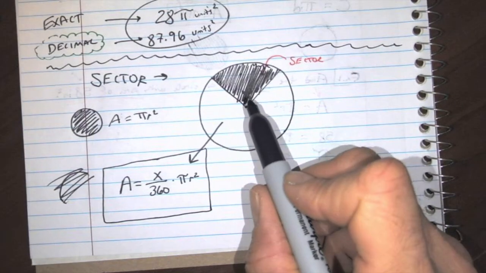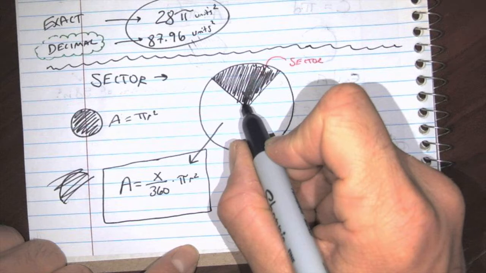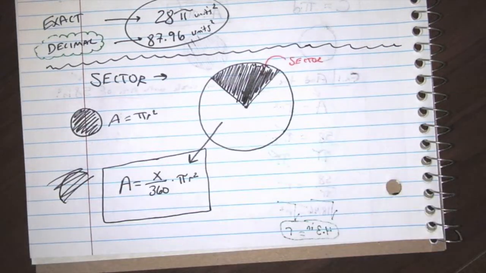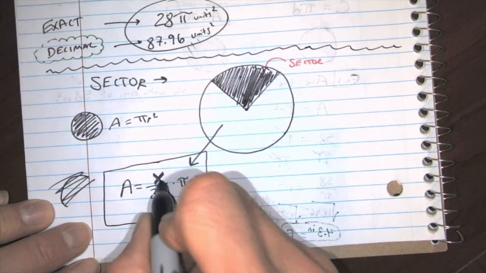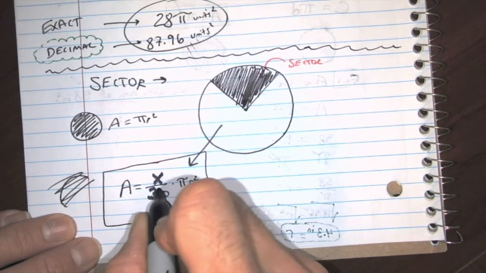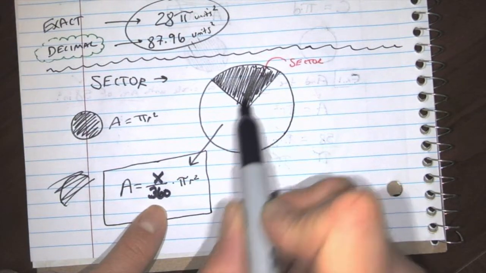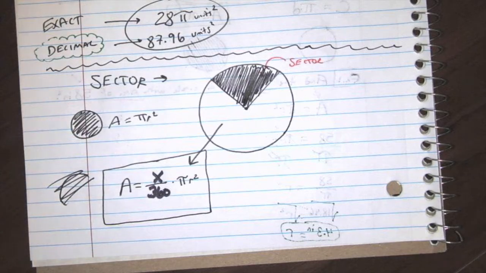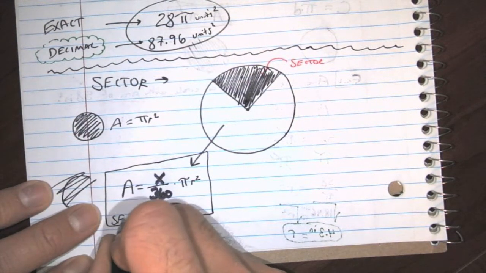The x is this angle measure right here. That is really hard to see. The x is the angle measure of this angle. And now it's over 360 degrees because you're taking a partial fraction of a whole. 360 is a whole circle. And we're going to take an angle measure out of a whole circle. This is your sector area equation.